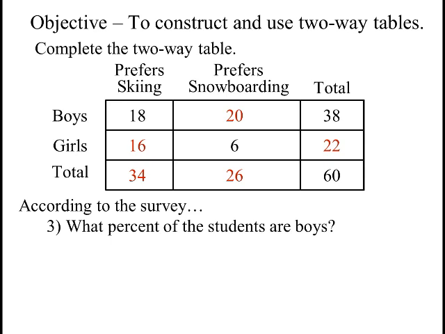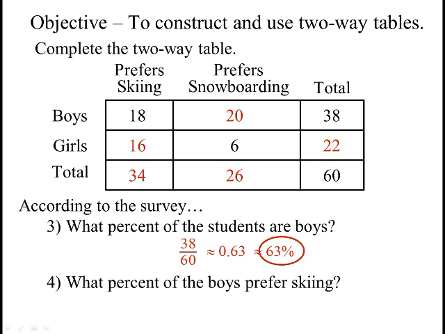Okay, so what percent of the students are boys? So percent of students, our denominator is going to be 60. What percent are boys? So I'm going to say 38 out of 60, right? That makes sense. 63%. What percent of the boys prefer skiing? So we're only looking at the boys, 38. What percent of them prefer skiing? 18 out of 38 makes sense.